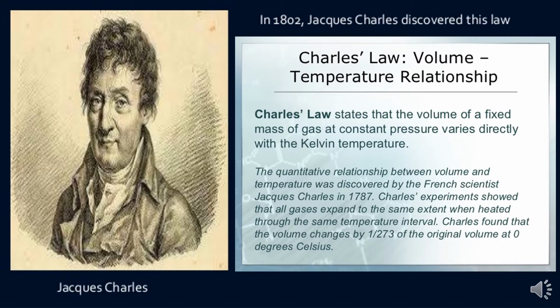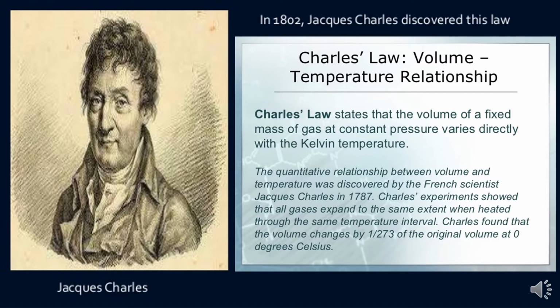Next, the second law is Charles' law, which is also called the volume-temperature relationship. Actually, the quantitative relationship between volume and temperature was first discovered by a French scientist, Jacques Charles, in 1787, and he formulated this law in 1802, which is known as Charles' law, and it states that the volume of a fixed mass of gas at constant pressure varies directly with the temperature in Kelvin.